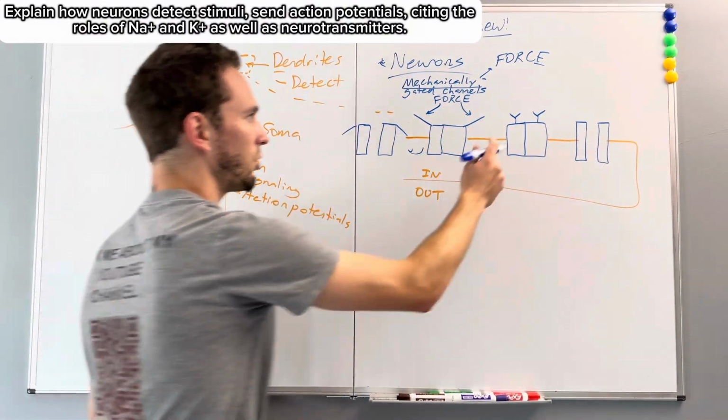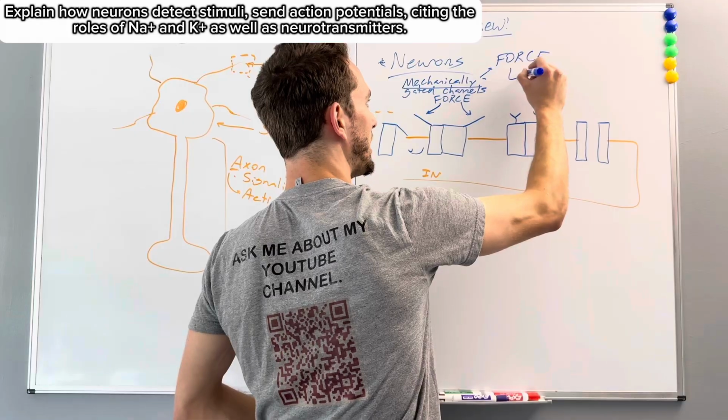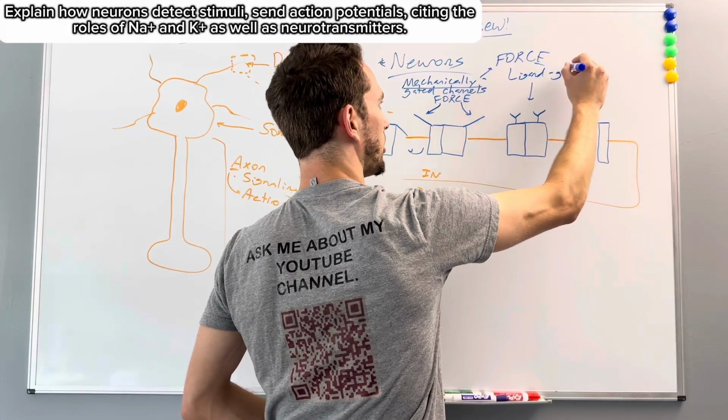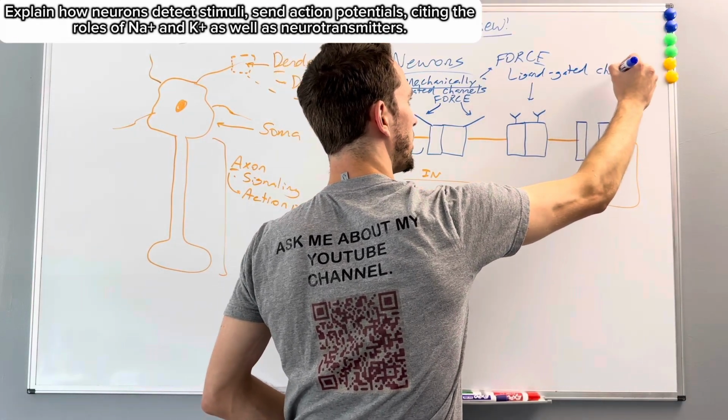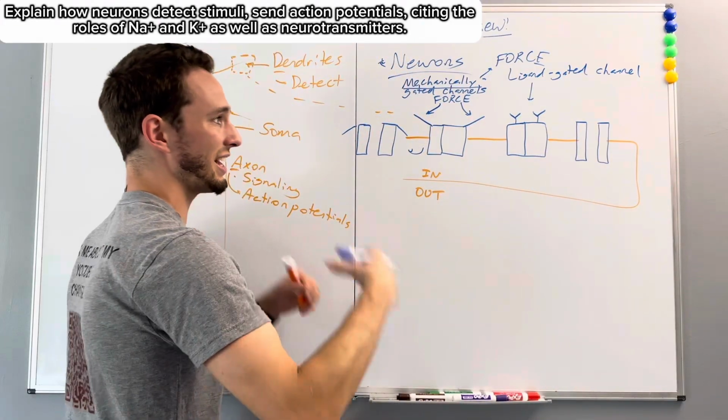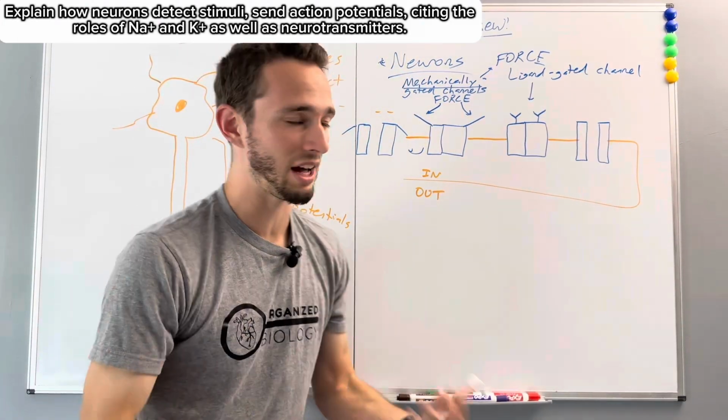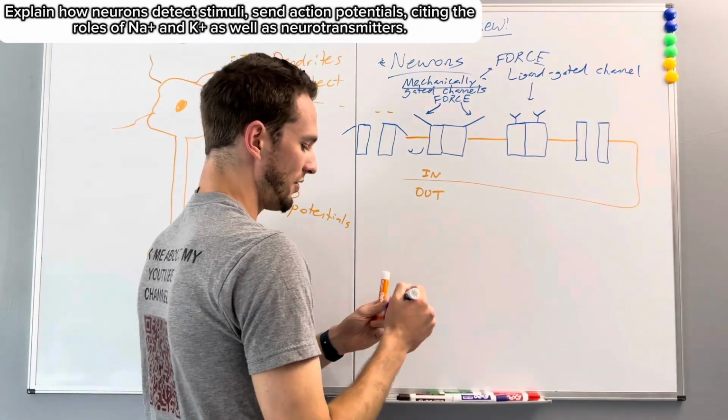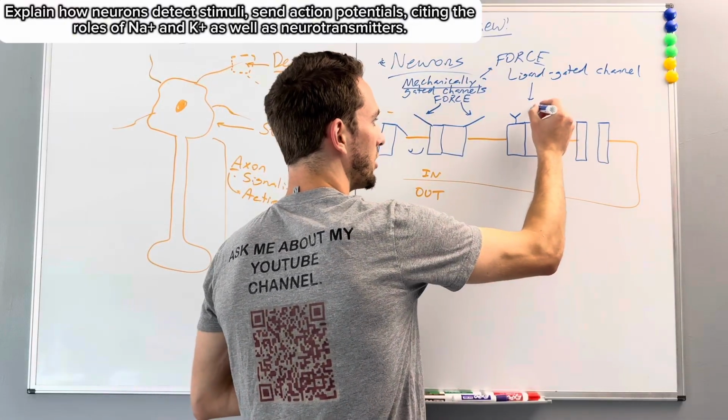The second one is going to be something called a ligand-gated channel. Ligand-gated channel. Now that's a fancy word for basically saying it's a lock and key mechanism. Lock and key mechanism. What do I mean by that? Well, there is a lock right here, a little receptor.